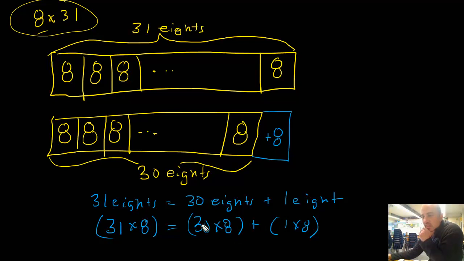Okay, so let's solve this. 30 times 8. Well, I can do 8 times 3, and that's 24, and I can take my 0 and add it on. That would be 240. And my 1 times 8, well, I know that's just 8. And 240 plus 8 equals 248. So 8 times 31 is 248, and I figured that out by doing 30 times 8 plus 1 times 8.